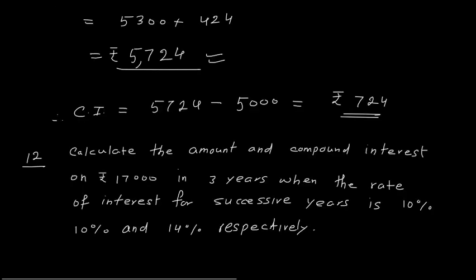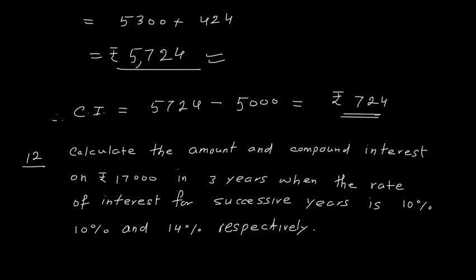12th problem is calculate the amount and the compound interest on rupees 17,000 in 3 year when the rate of interest for successive year is 10%, 10% and 14% respectively. So now the problem is exactly the same as what we have done in 11th question. So I will ask this question that you try yourself.